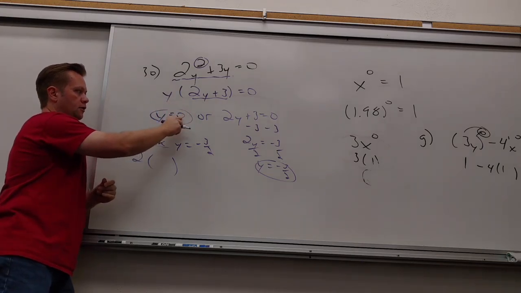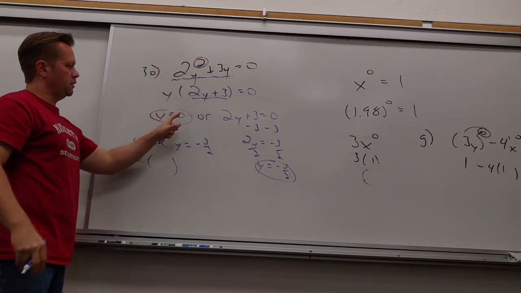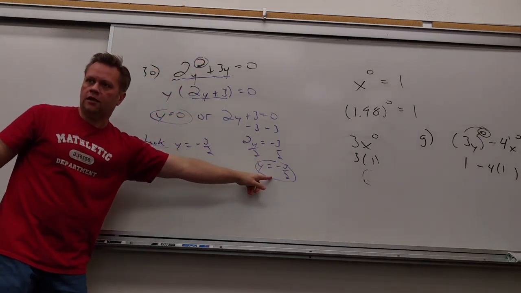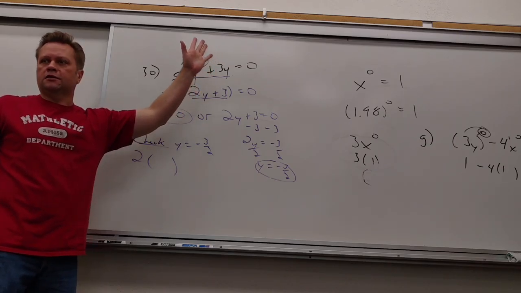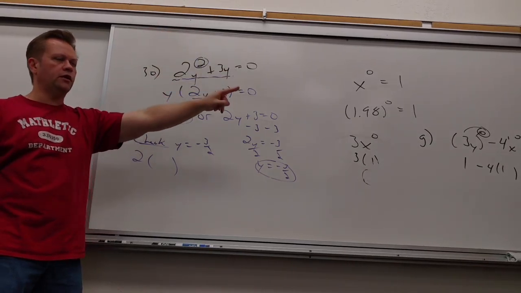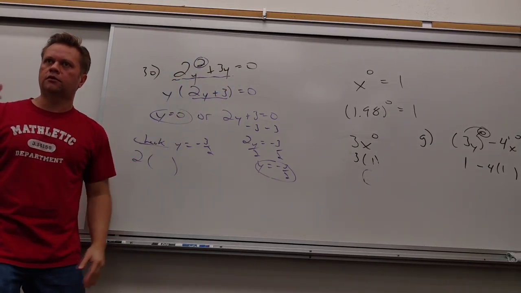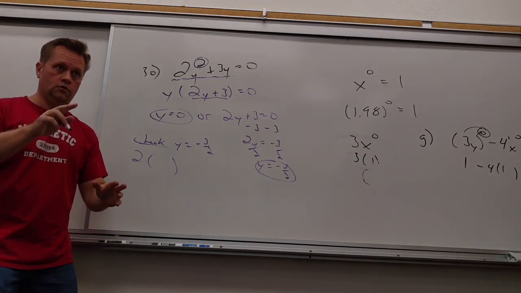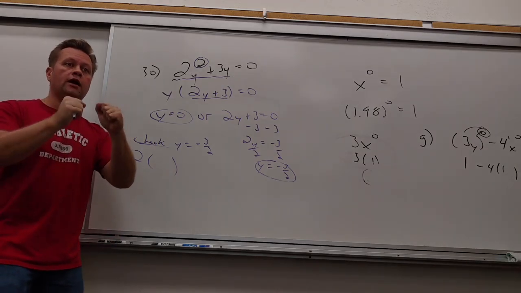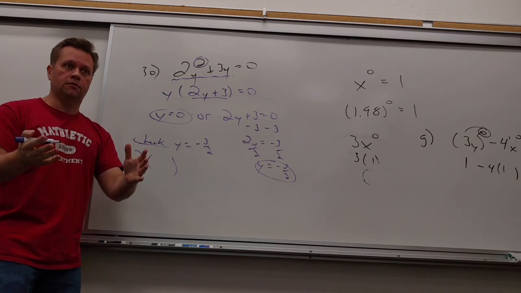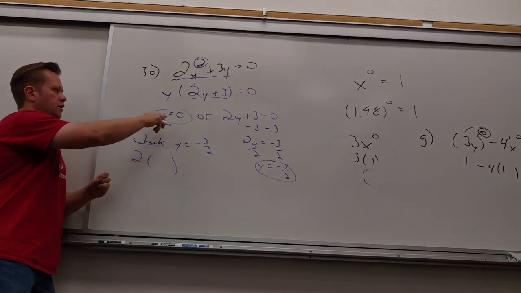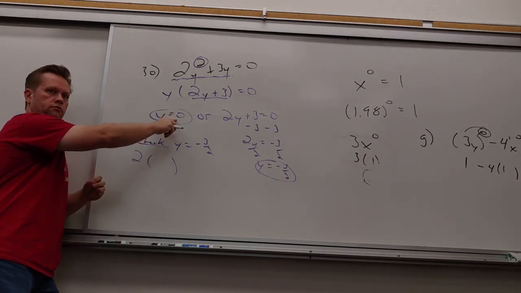If y is 0, okay, so y is 0. But y can't be 0 and negative 3 halves at the same time. That's like you being here and over there at the same time. So we don't need to check both of them? You have to. I already checked one of them. If I check y equals 0, this is okay.